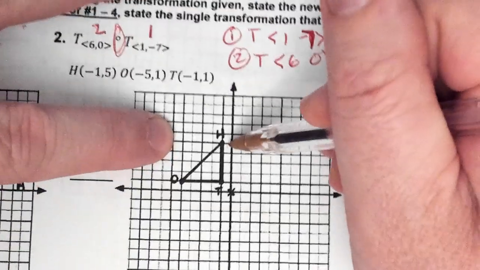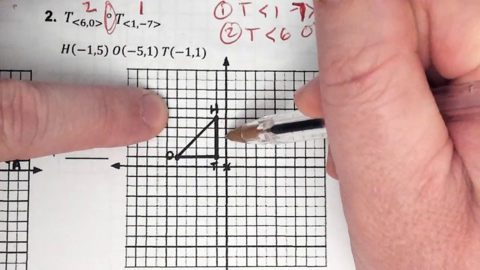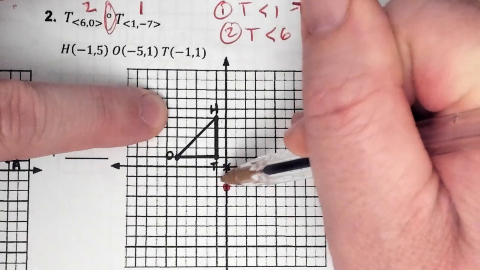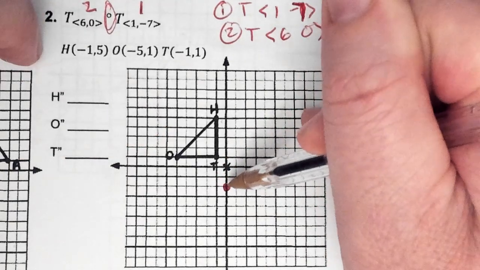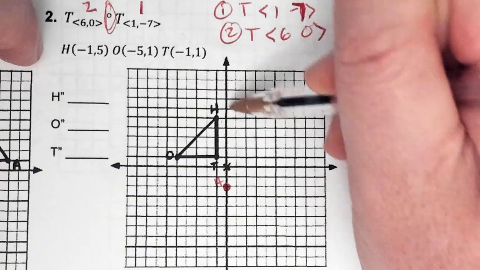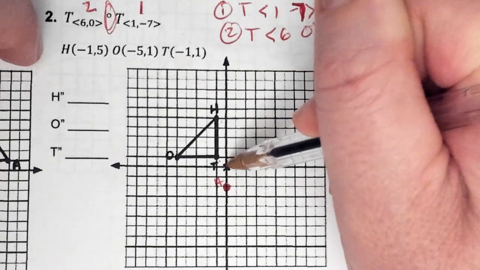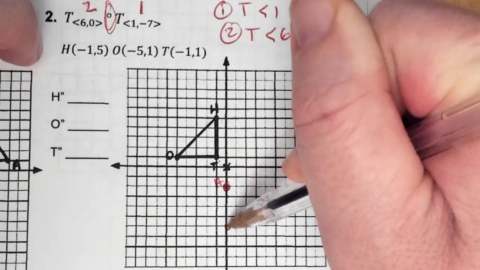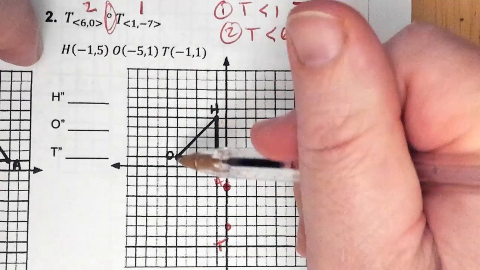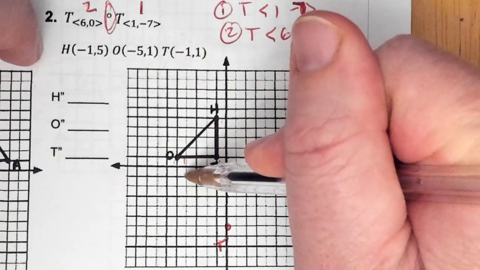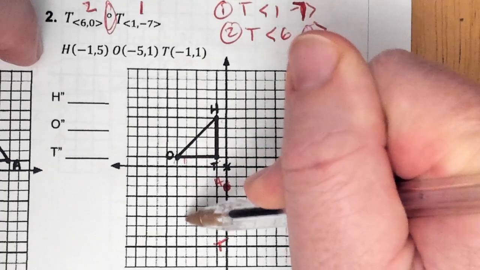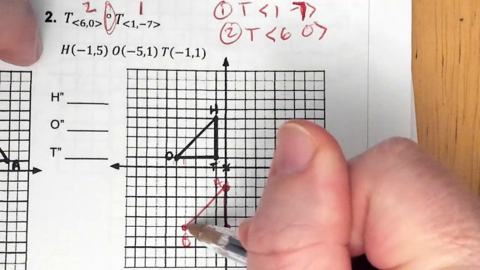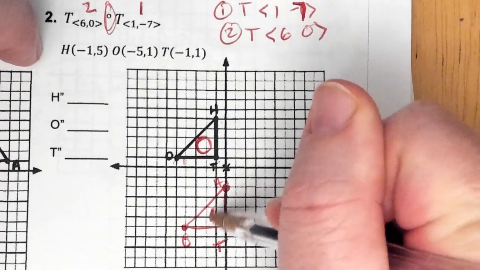All right, let's see if you guys got that right. So positive 1, negative 1, 2, 3, 4, 5, 6, 7. That's my H. And then T is positive 1, negative 1, 2, 3, 4, 5, 6, 7. That's your T. And then positive 1, negative 1, 2, 3, 4, 5, 6, 7. And that's your O.